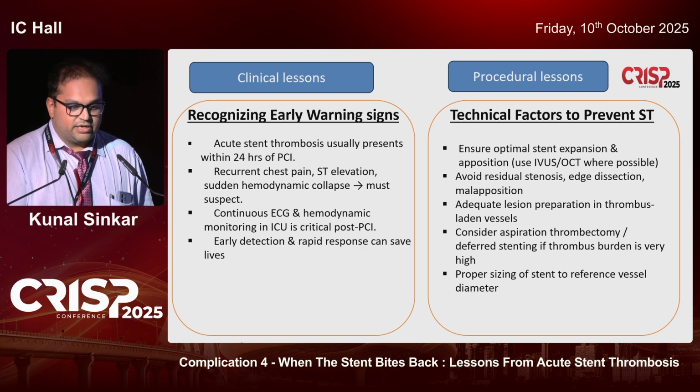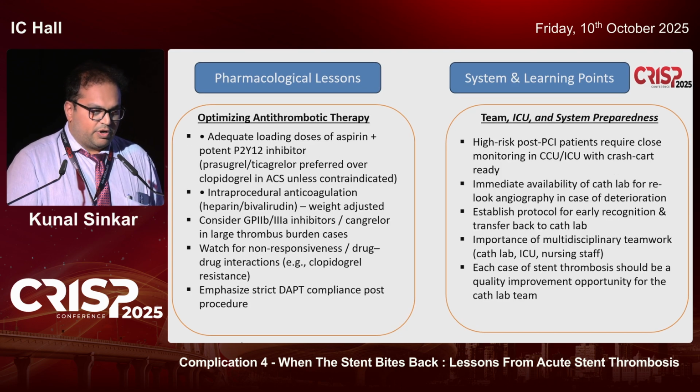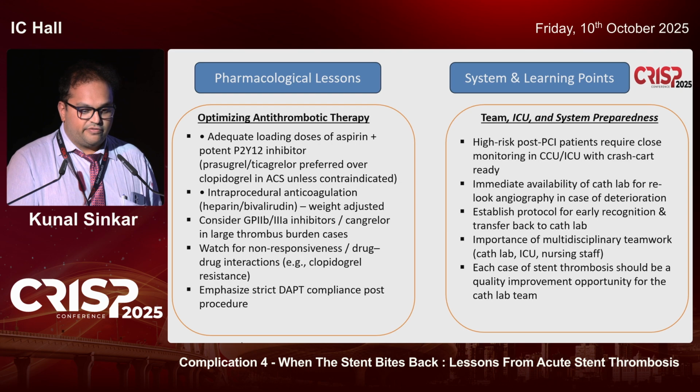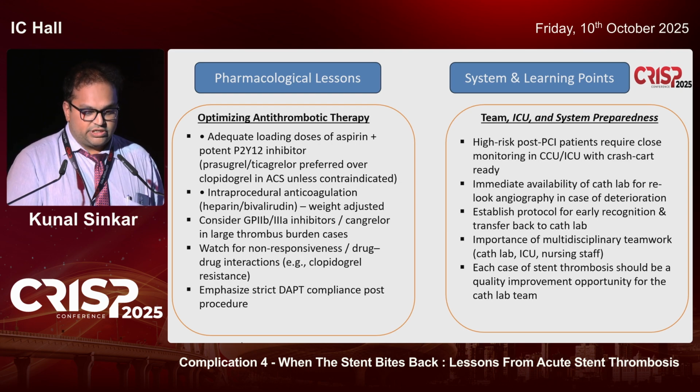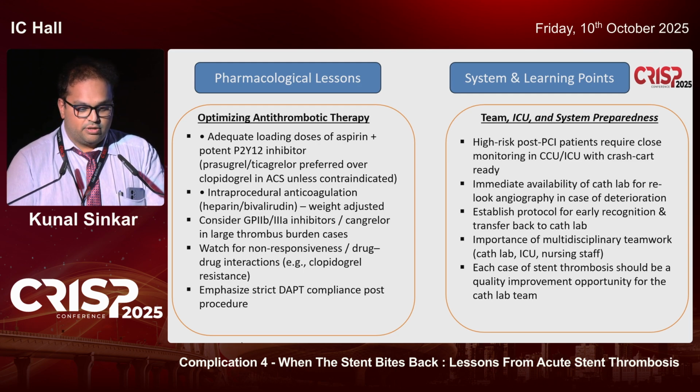Technical factors to prevent: ensure optimal stent expansion and apposition, avoid residual stenosis and edge dissection, adequate lesion preparation, consider aspiration thrombectomy and proper sizing of stent. Pharmacological factors: again adequate doses of aspirin, ticagrelor and intraprocedural heparin, as well as watch for non-responsiveness. High-risk post-PCI patients require close monitoring in CCU, immediate availability of the cath lab, as I did re-angio, and establishing a protocol for early recognition.